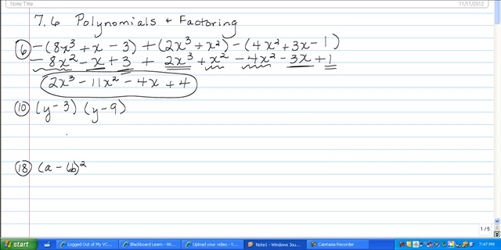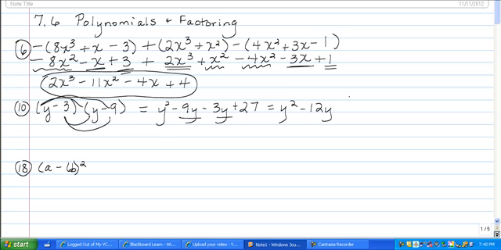Okay, in number 10 we want to apply FOIL. Y times y is y squared. Y times negative 9, negative 9y. Negative 3 times y, negative 3y. And negative 3 times negative 9 is positive 27. So if we collect our like terms, it should be y squared, it'll be minus 12y in the middle, plus 27.